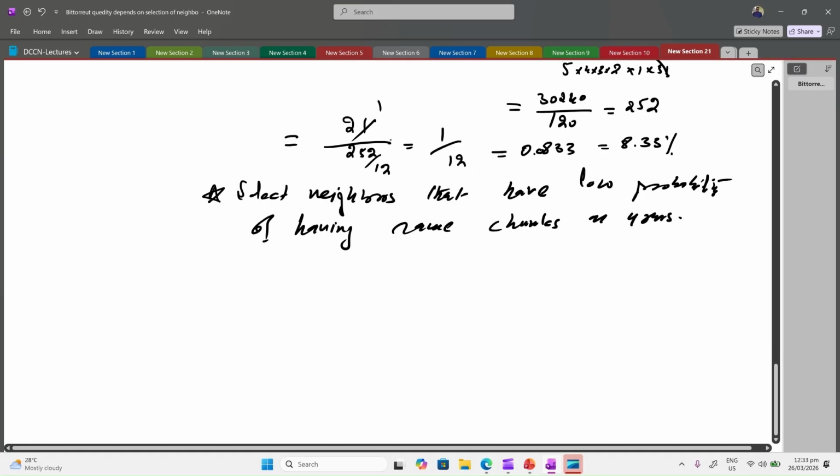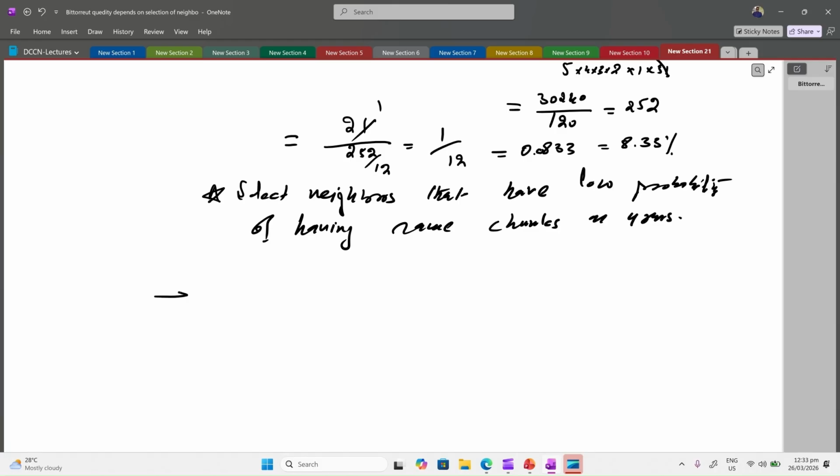Let's say NB is not fixed. NB is a range. Okay. So let me modify this now. Now we want to calculate probability where NB is not fixed and NB is in a range.